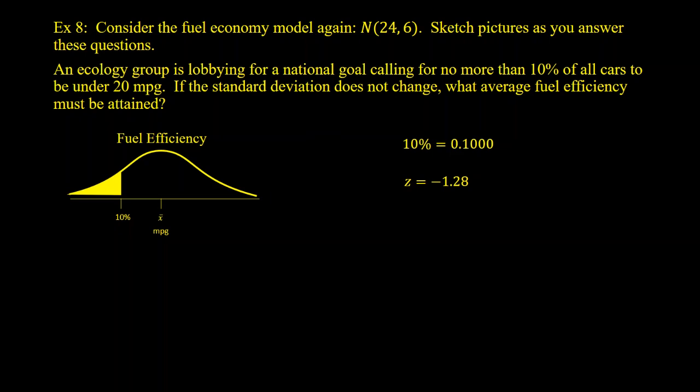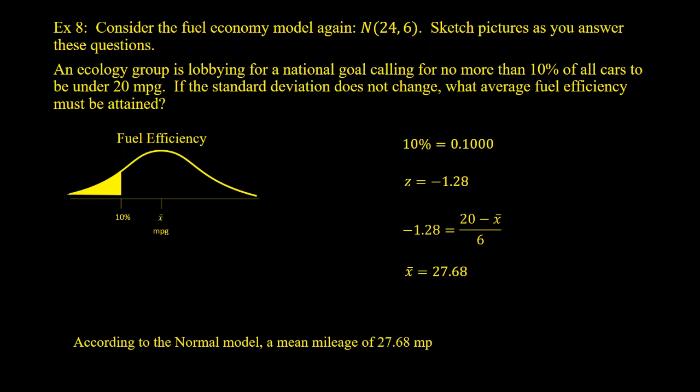Now we plug in all the information we know. Negative 1.28 equals (20 minus x bar) over 6, because we want to be under 20 miles per gallon. Multiply by 6. And then subtract the 20. Then we're going to have a negative x bar equals negative 27.68. So we just cancel the negatives out, so x bar equals 27.68. It's got to be positive. If you get a negative, you know you did something wrong, or did not cancel out the negatives properly. According to the normal model, a mean mileage of 27.68 miles per gallon would be required to meet the new goal.